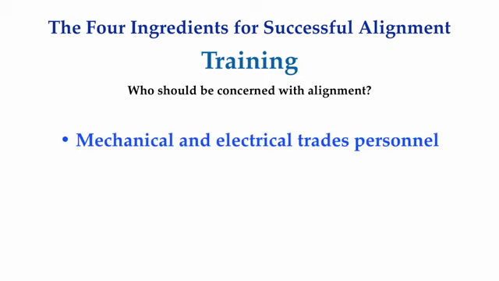Well, the trades personnel, such as mechanics, electricians, and pipe fitters, are the ones who ultimately measure and correct the misalignment condition. But I also think that their immediate supervisor needs to have a good understanding of alignment just in case the tradespeople run into a problem. That supervisor should have enough knowledge and experience to assist in resolving whatever issues come up.